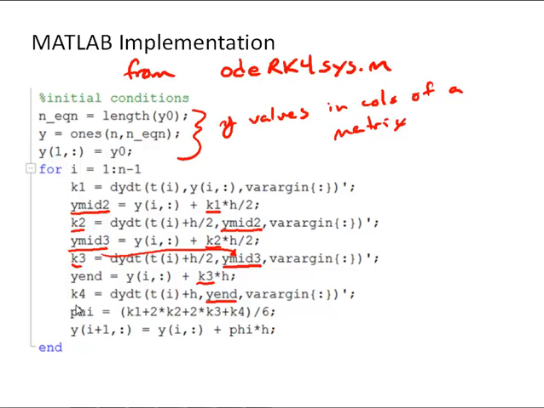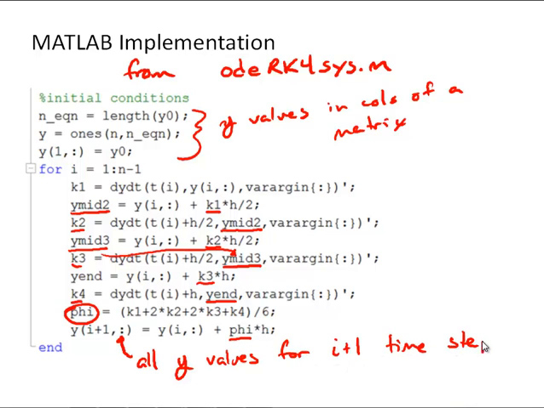So we'll use y end to calculate k4, and then lastly calculate our increment function phi as a weighted average of those four k values, and then use phi in our general one-step method equation to calculate all of our y values for the i plus 1 time step. So I've supplied that M file for you, so you will want to make sure that you step through it and understand how it's working.